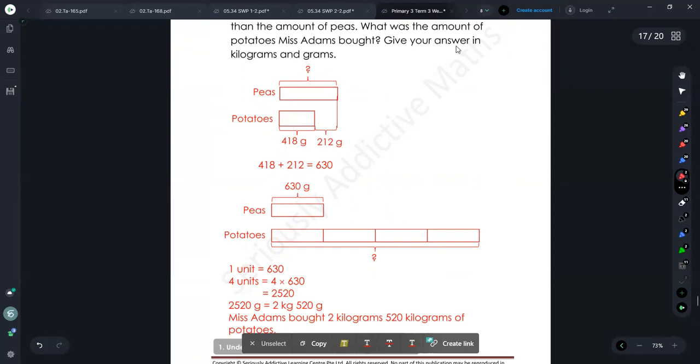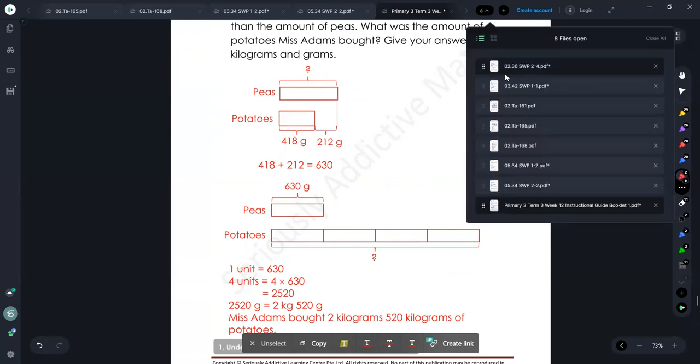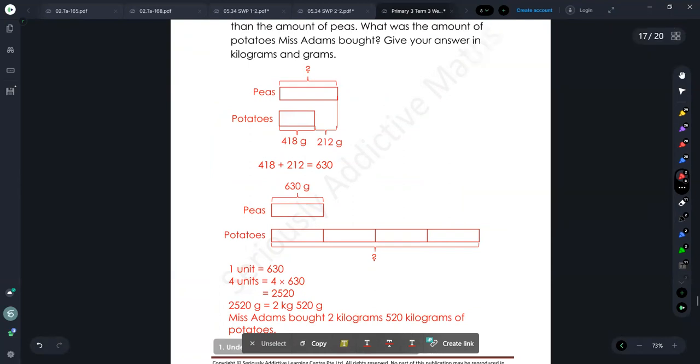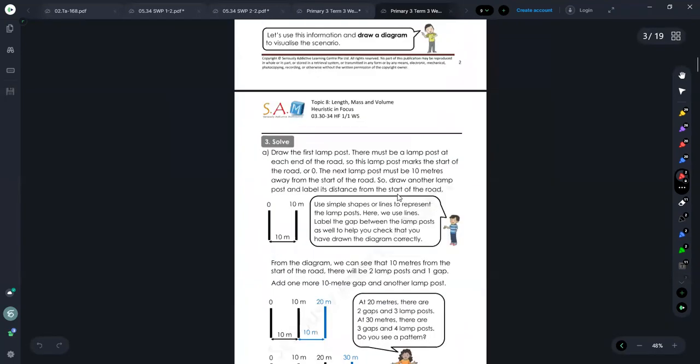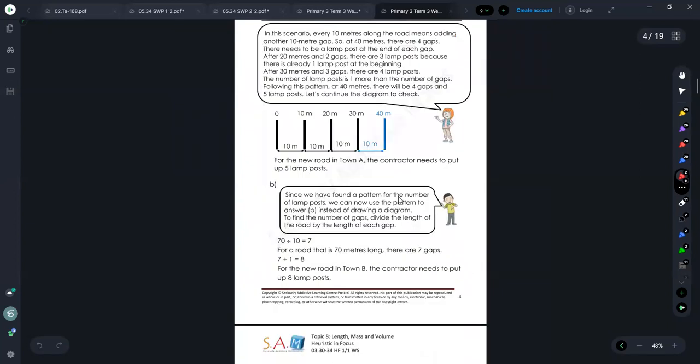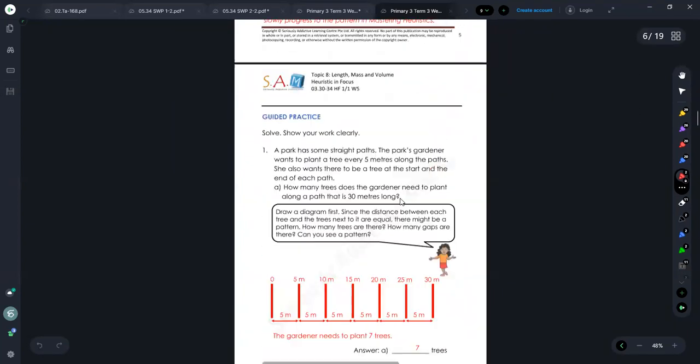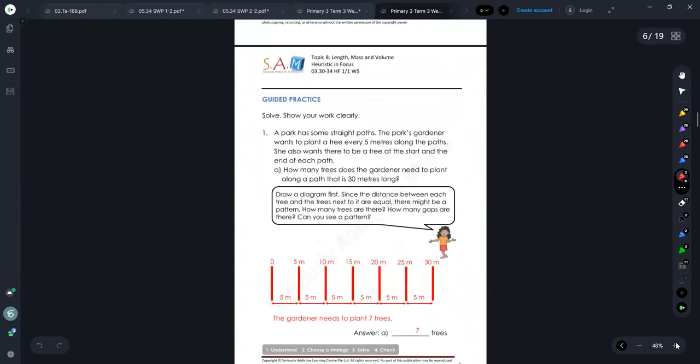Okay, now the next question to do will be the heuristics. For heuristics, these are interesting questions to do. And I would say skip the teaching part and go straight into the guided practice.